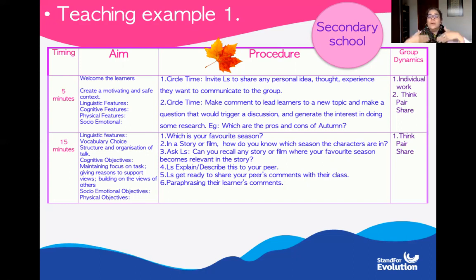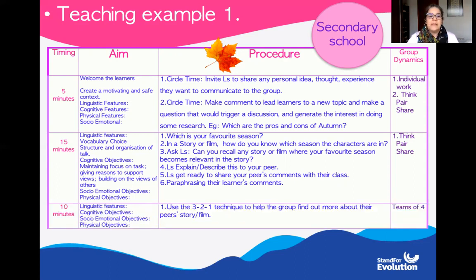They're not going to say what they have shared, but they're going to explain to the whole audience what their peer, their classmate, has shared. So they're going to be paraphrasing, and so they are going to be using other features of language here. Then through the 3-2-1 activity technique, you're going to help the group find out more about their peers' story or film. So you have 10 more minutes of discussion here in teams of 4.